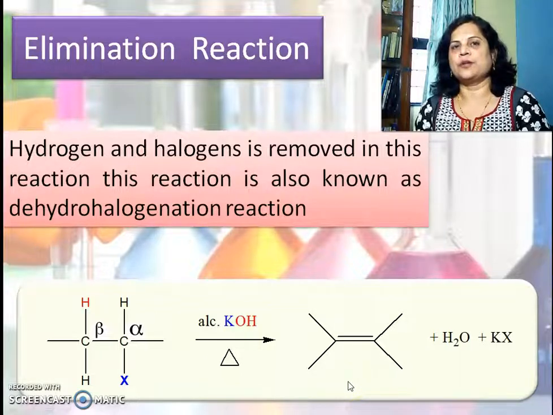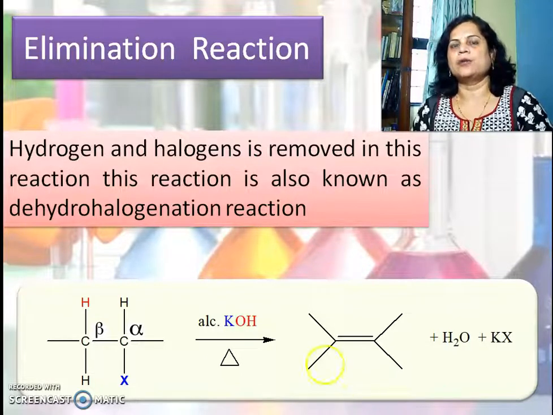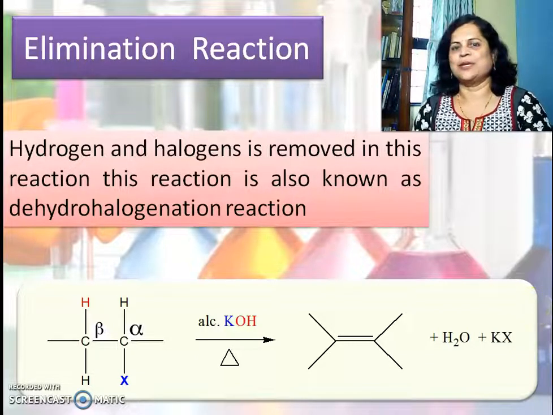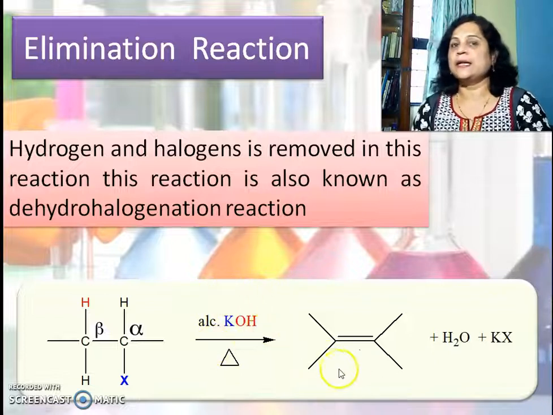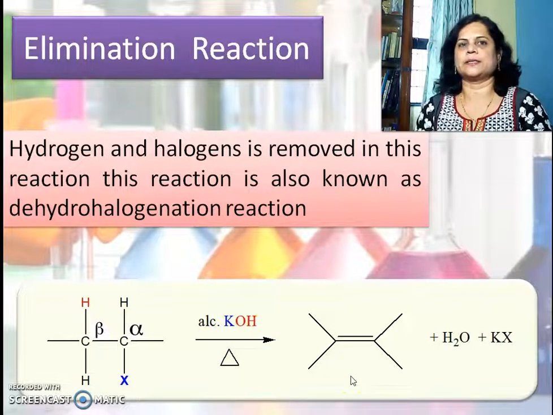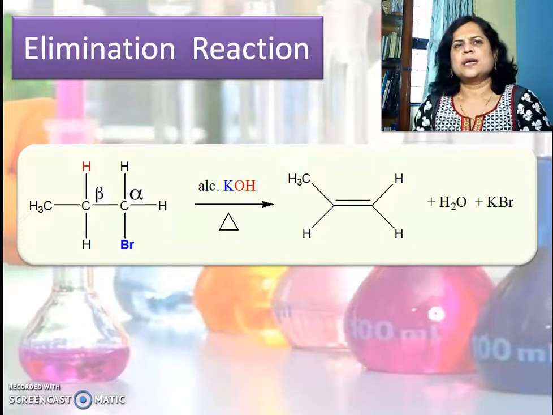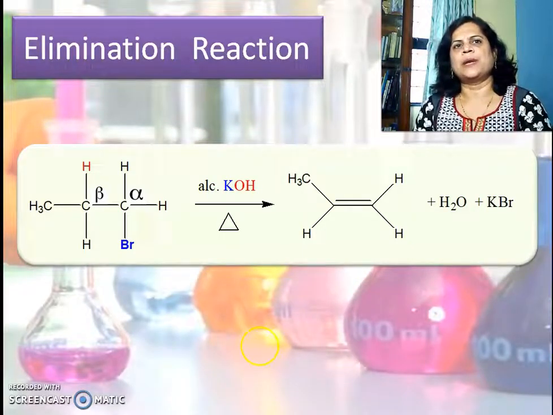Now remember, for that reaction what do we require? Alcoholic KOH. If you are using aqueous KOH, the products are alcohols. But by using alcoholic KOH, which type of reaction takes place? Dehydrohalogenation reaction takes place. Now see the example for that reaction, propyl bromide.